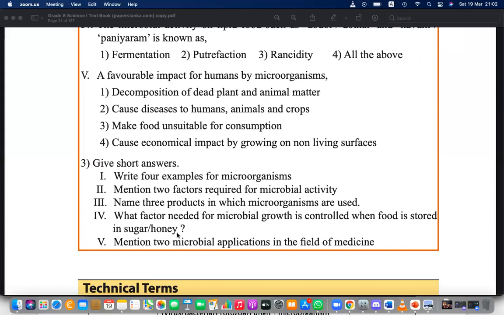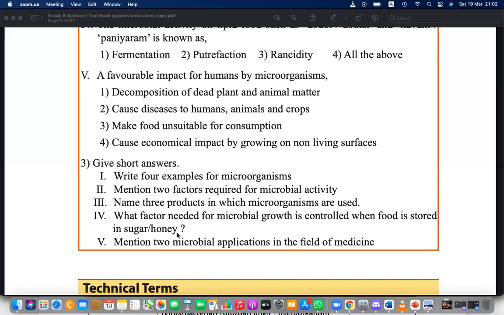Mention two microbial applications in the field of medicine. We already discussed that: vaccine and penicillin-like medicine. Those are used in medicine, even for researchers.